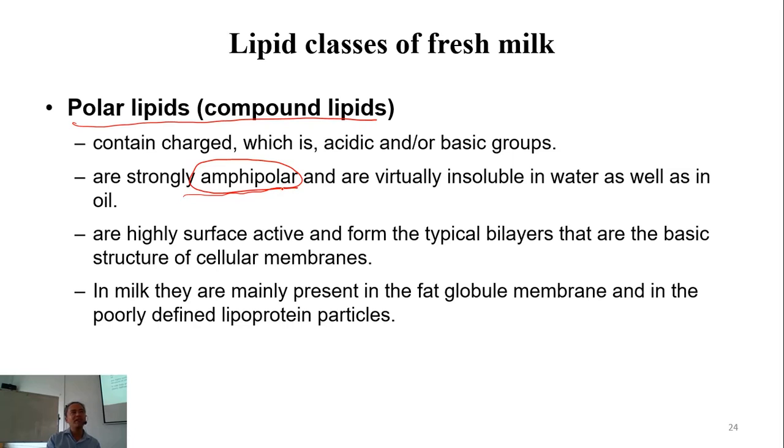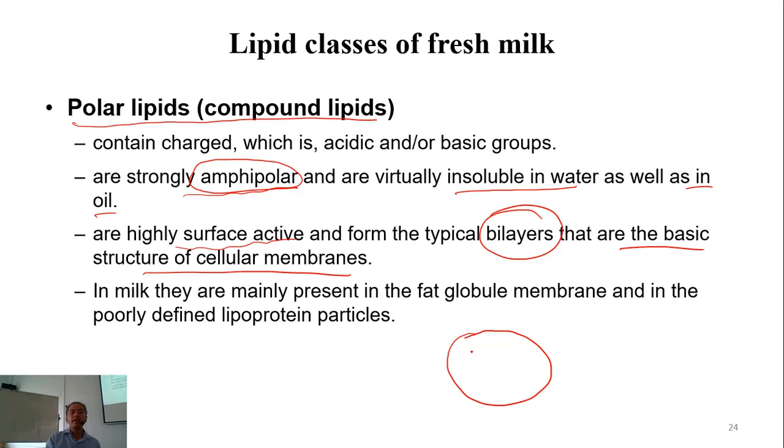They are strongly amphipolar. Amphipolar or amphiphilic means two different properties, what we already saw. They are basically insoluble in water as well as in oil. They just orient themselves, distribute themselves at the interface. So they are highly surface active and they form the typical bilayer that is the basic structure of cellular membranes, the membrane of the cells. This is the cell, our cell. Inside the cell is aqueous, it's a lot of water. Outside of the cell, it's also aqueous, a lot of water.